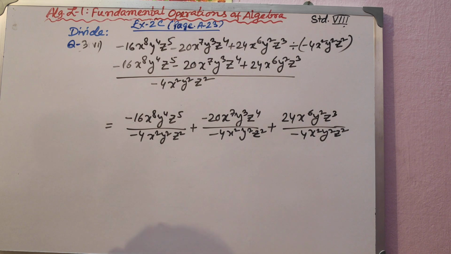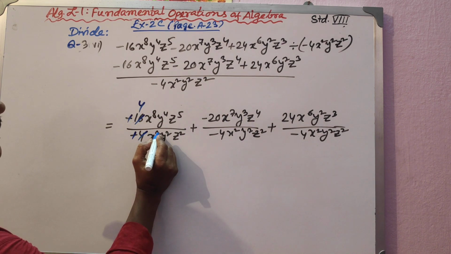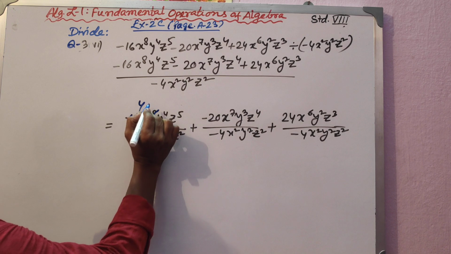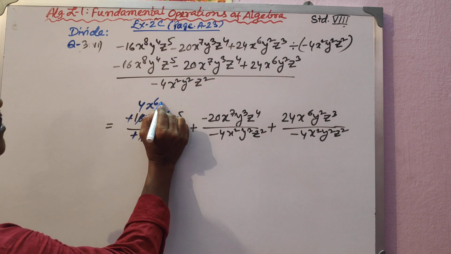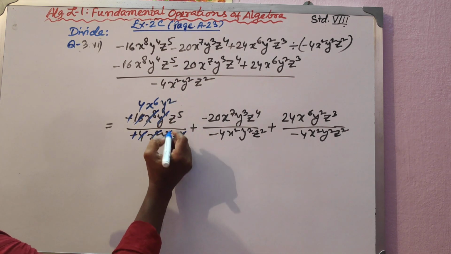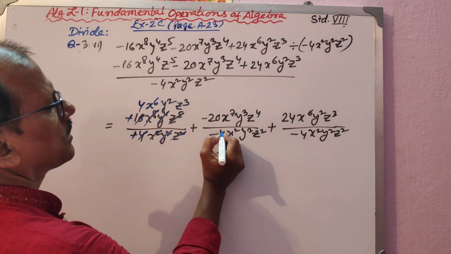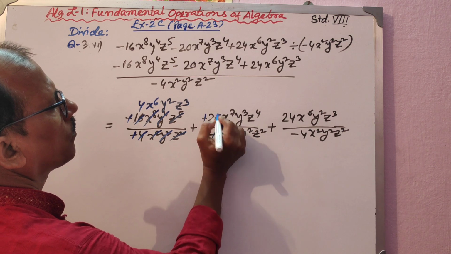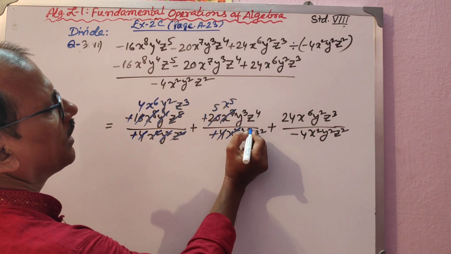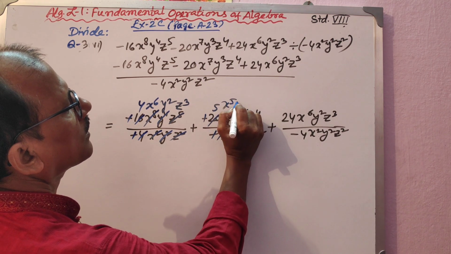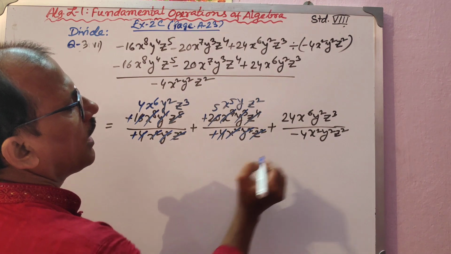How will you do this? See, first the signs will be changing. 4 4s are 16, x power 2 and x power 8, so subtracting, x power 6; y power 2 and y power 4, so y power 2; subtracting z power 2 from z power 5, so z power 3 remains. See, the first term is remaining. Minus minus cancel, 4 5s are 20. Now x power 2, x power 7 means x power 5; y power 2, y power 3, subtracting we get y power 1; z power 2 and z power 4, it will be z power 2.